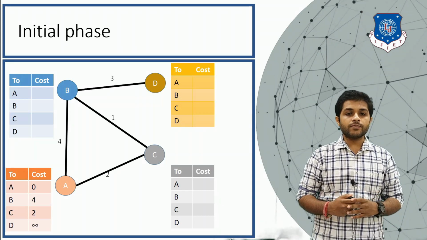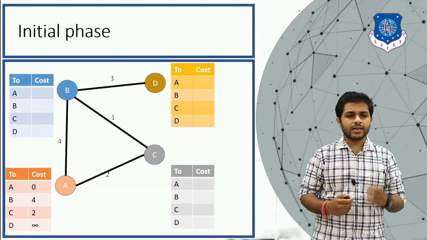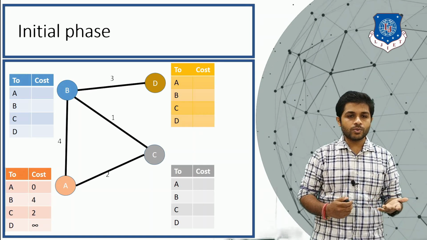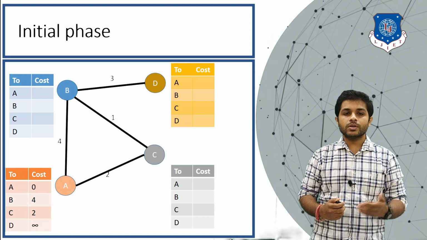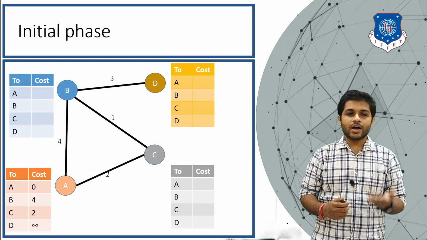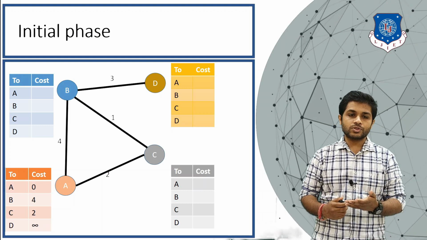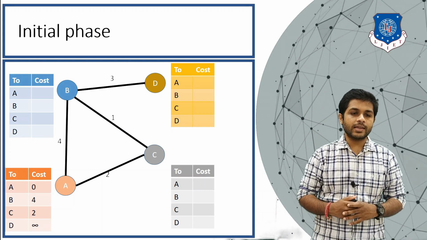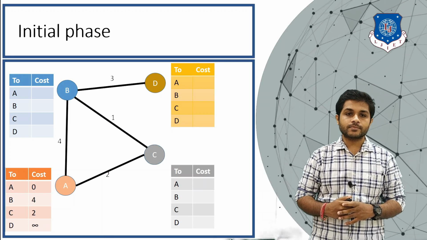Now what is the meaning of infinite? Infinite means that right now the router doesn't know how to reach the destination. So router A doesn't know how to reach router D. So right now it is putting infinite in that field.